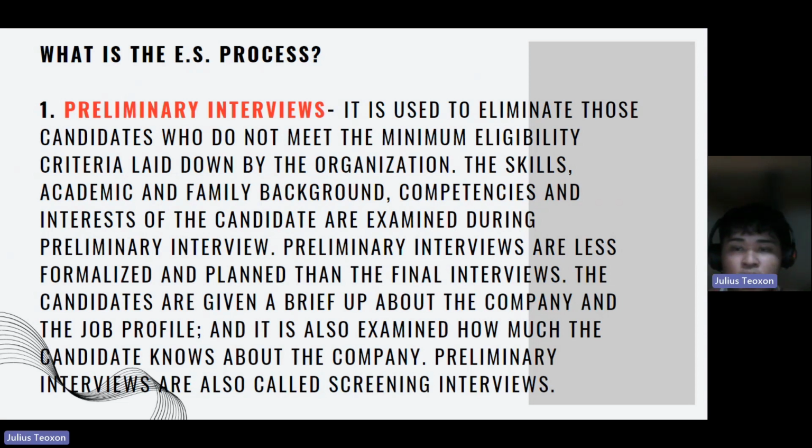Preliminary interviews are also called screening interviews. So when it comes to effective selection, preliminary interviews are very important.